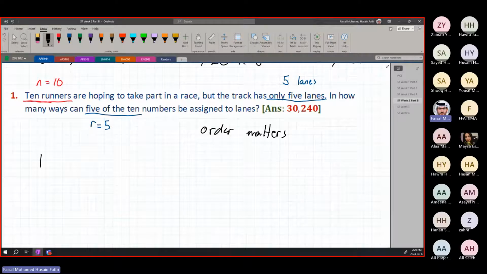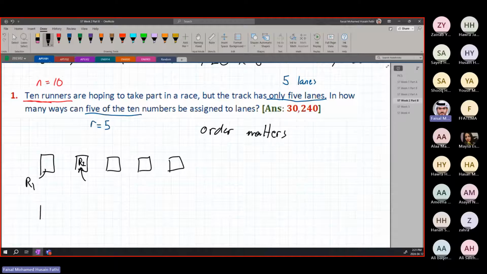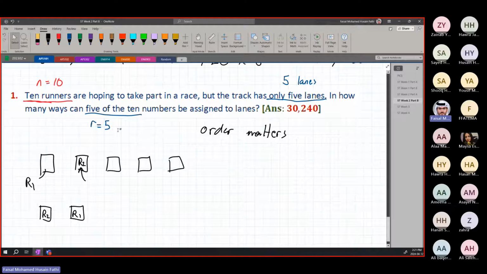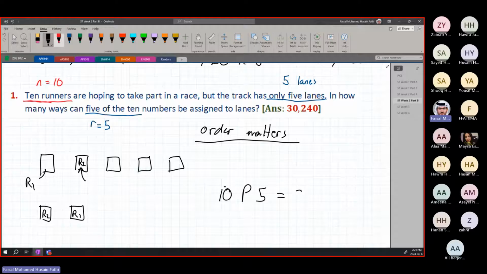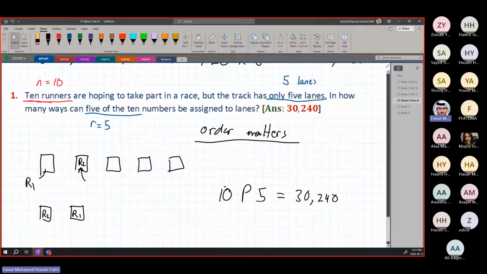Because it is different in the case. So let's say we have 1, 2, 3, 4, 5. It is different if this is the first runner, okay? R1 we will call him, and this is R2. It's different than having it in this way, where our runner 2 is first and runner 1 second, because they want to know the different ways they can be assigned in all of these lanes. So because order matters, all we do now is just do 10P5. And that is going to give us 30,240. That's it. This is how you would be doing permutations in general.